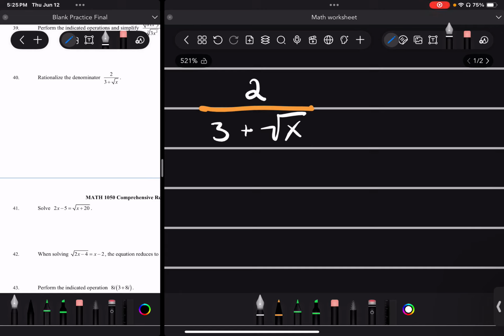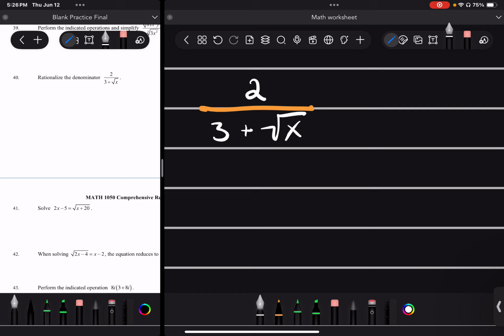This is question 40 for the practice final. In the question, we are asked to rationalize the denominator. The reason why we have to rationalize this denominator is we have the square root of x, and we can't really break something into a square root. If you look at the square root of 2, it's an infinite number. You can't cut something infinitely into that many pieces.